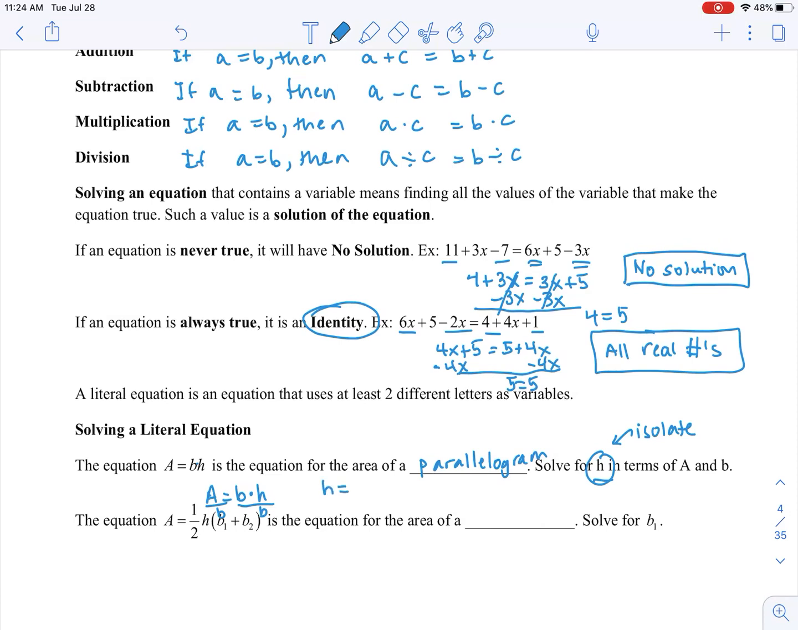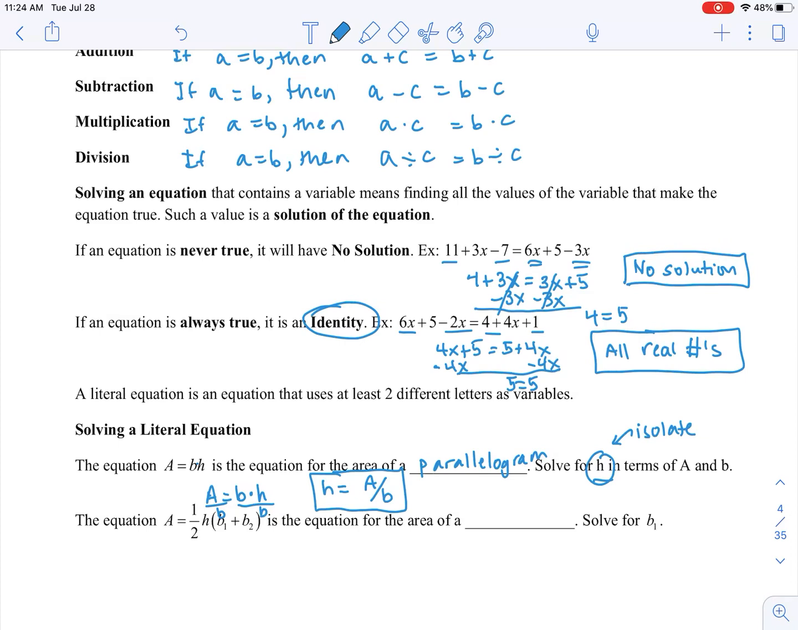So in isolating H, our conclusion is that solving this literal equation, H is equal to A over B, the area divided by the base. So it's really just isolating a particular variable so that we can eventually solve for that variable.